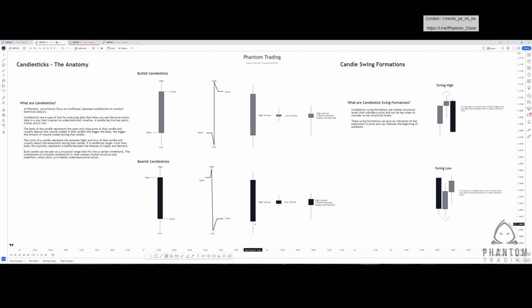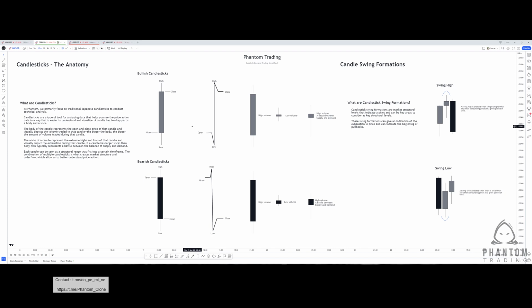This is significantly higher volume in comparison to this particular bearish candle. Each candle can be seen as a structural range that fits into a certain time frame. Now we're going to dig into structural ranges and how to use them later in the course, but simply put, the combination of multiple candlesticks is what's going to create market structure and order flow, which is going to allow us to better understand price action.